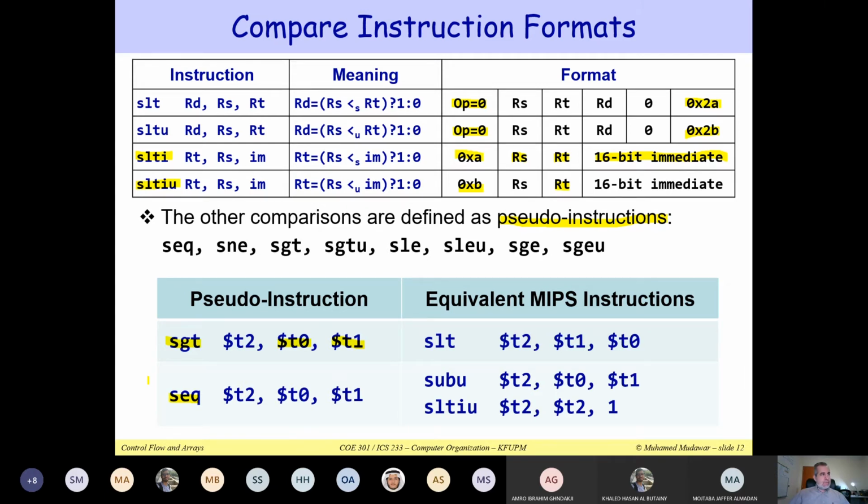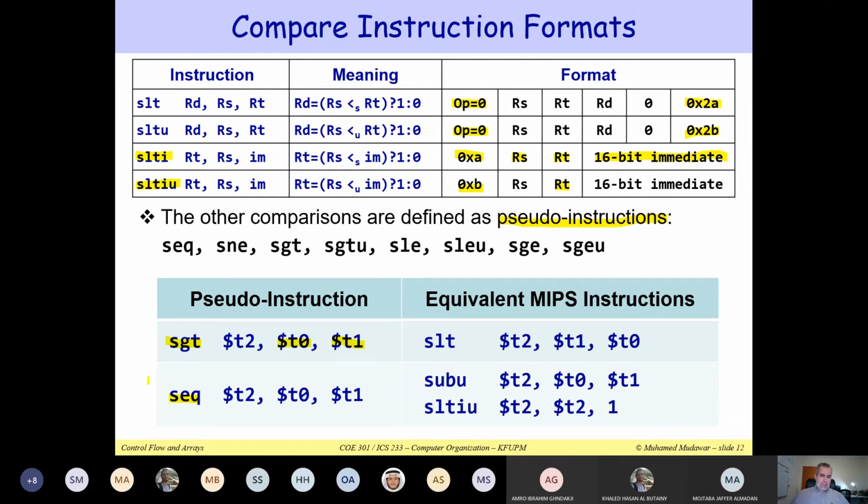And if the value of T2 is any other value other than 0, then it would not be less than 1. It can be greater than or equal to 1, the unsigned value of T2, then place 0 in T2. So if it is any value which is different from 0, it's going to write 0 into T2. It will be false. If it is 0, it's going to write 1 into T2.